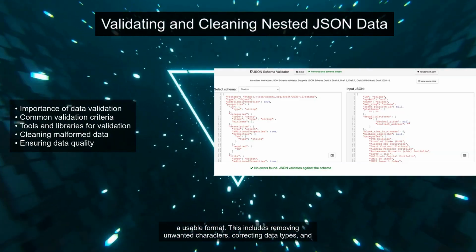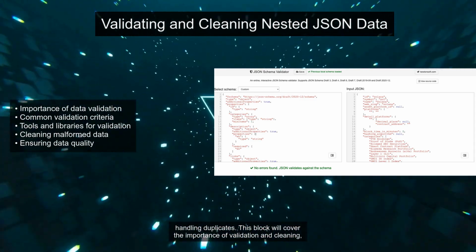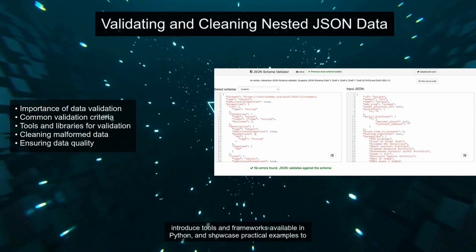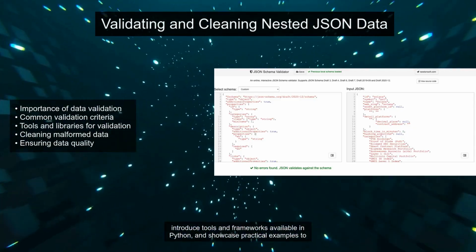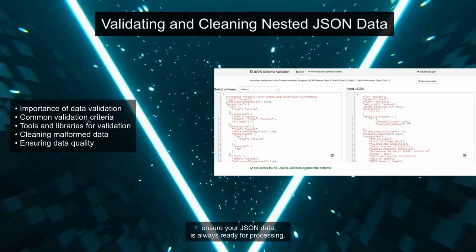This includes removing unwanted characters, correcting data types, and handling duplicates. This block will cover the importance of validation and cleaning, introduce tools and frameworks available in Python, and showcase practical examples to ensure your JSON data is always ready for processing.